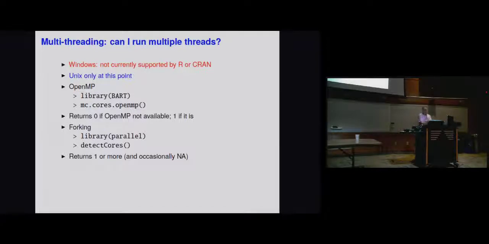And forking, so if you load the parallel library, there's a function called detect cores. It returns 1 or more. It's kind of an annoying function. Occasionally it returns NA. I have no idea what's going on there. If you're writing software that depends on detect cores, you just need to be aware of that. Occasionally it just doesn't tell you. Like I said, on my laptop it returns 8.